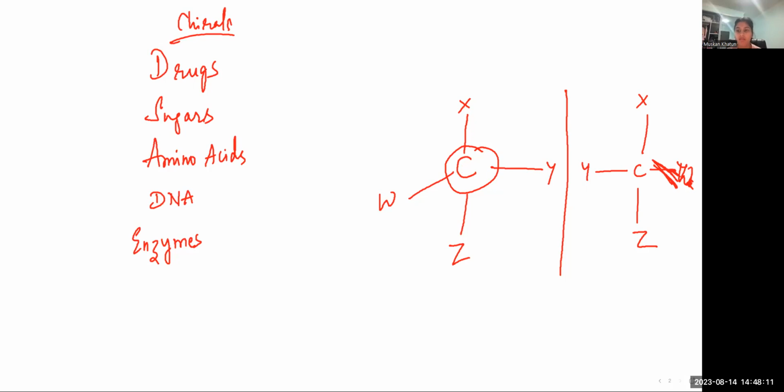Then of course we have the next one. If this is my first one, the image here is the second one. Now, compound 2 is a mirror image of the first compound. According to the definition of chirality, compounds 1 and 2 should be non-superimposable. They cannot overlap each other.